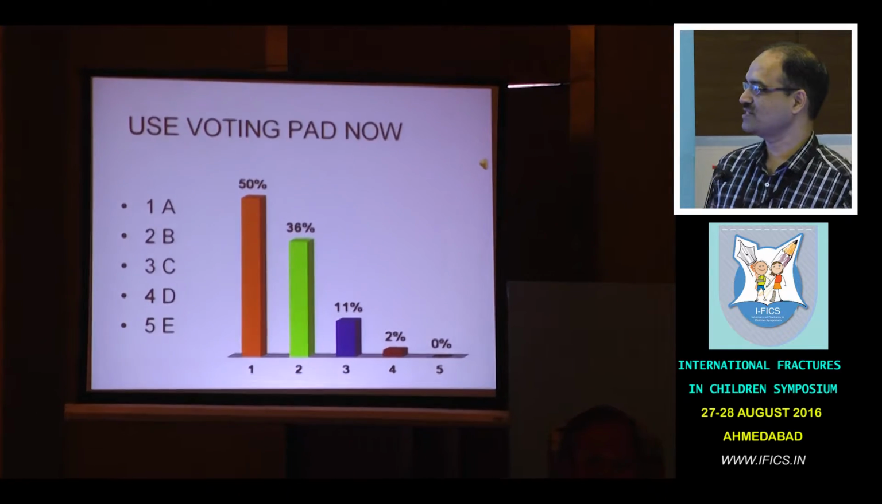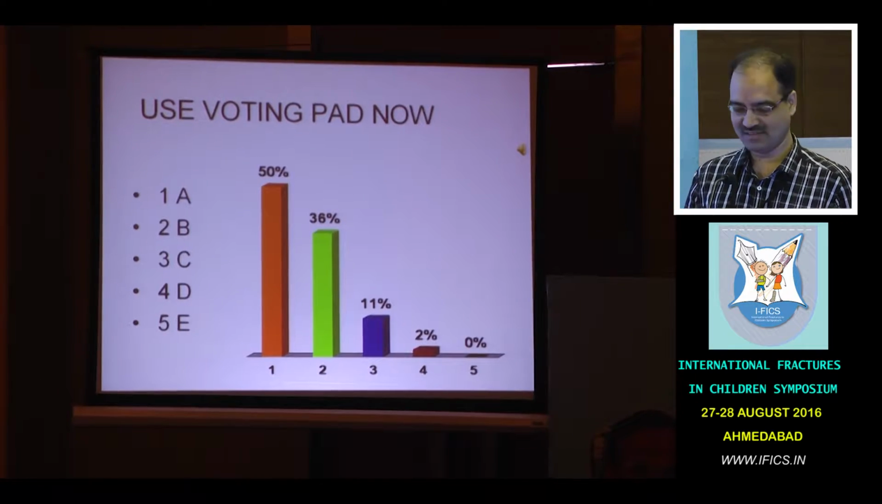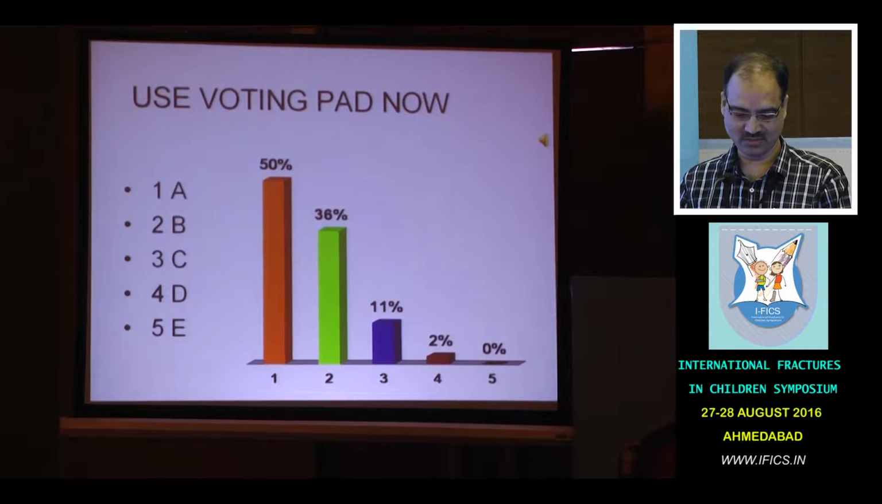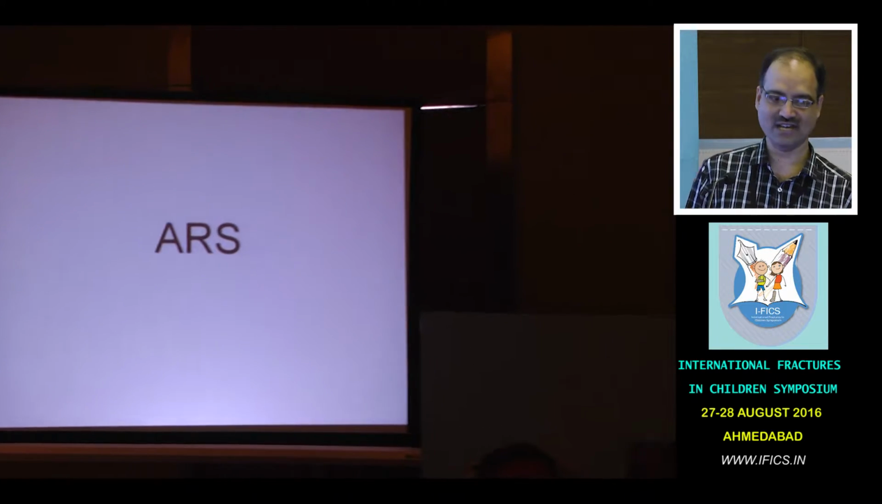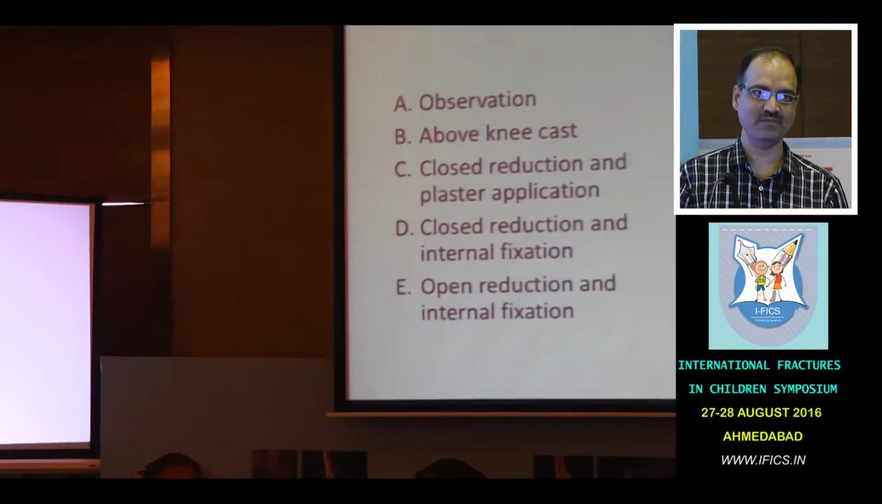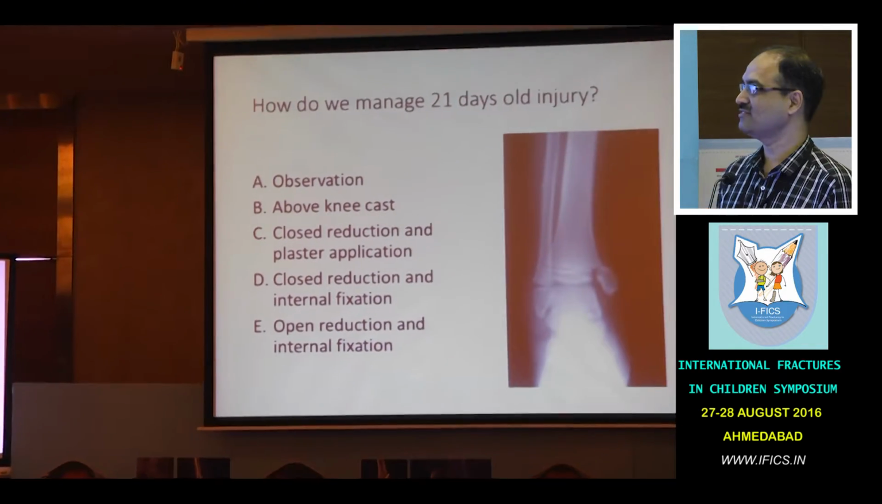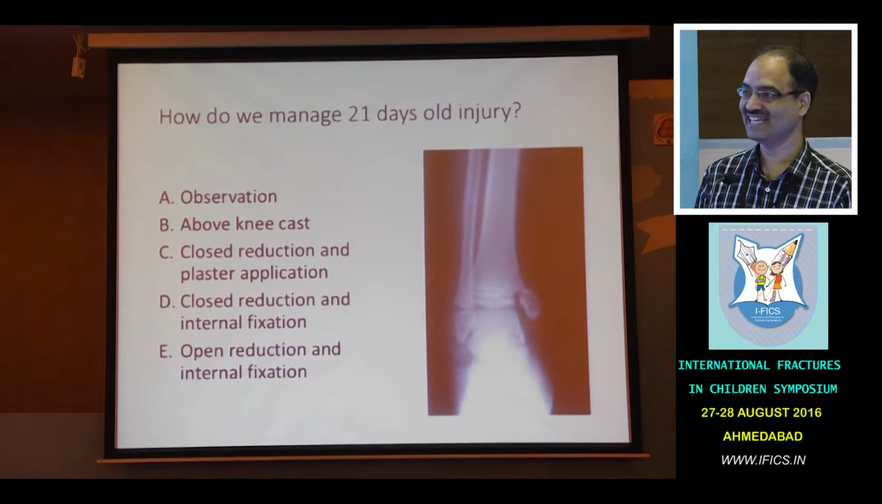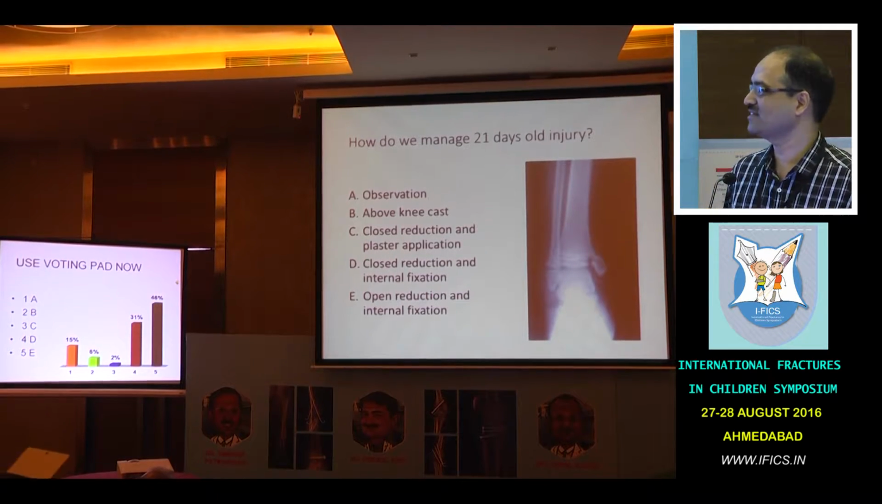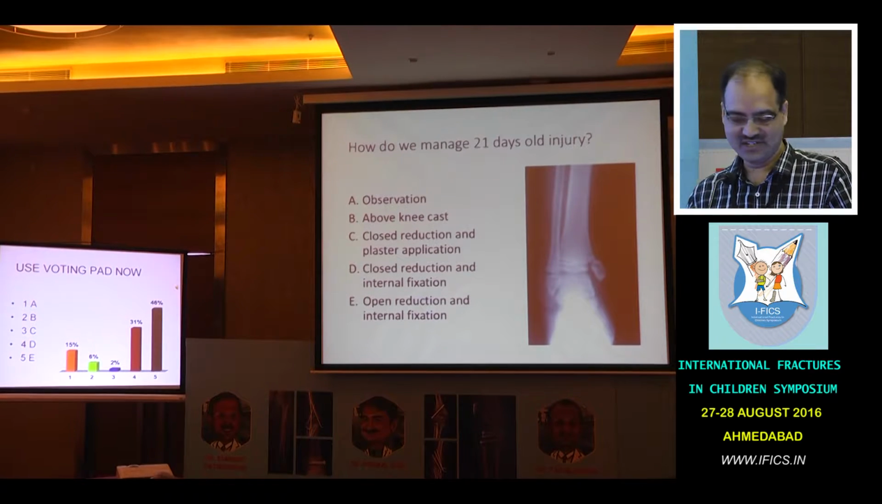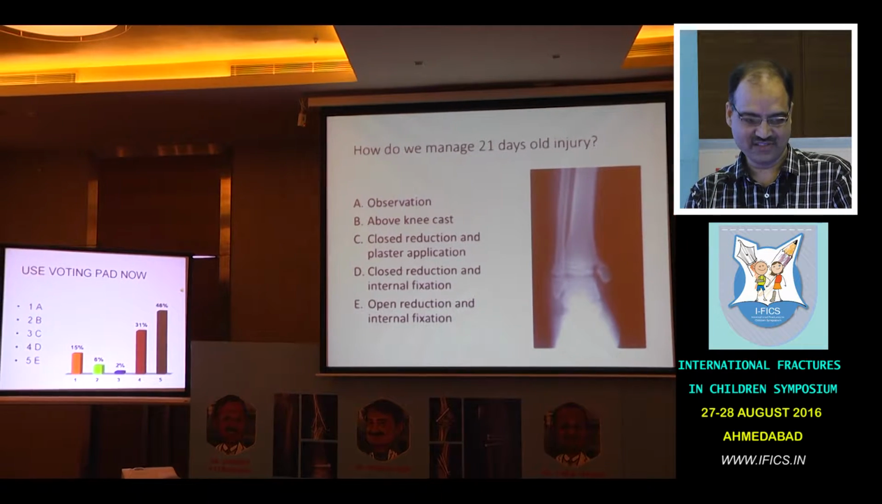So it's almost 50-50. 50% want conservative, 50% want the operative. Okay, we'll have the second example. As Sandeep has shown the example of the distal physeal injury of the tibia, how do you manage a 23 weeks old injury? Okay, so that means it's almost well distributed across the audience.